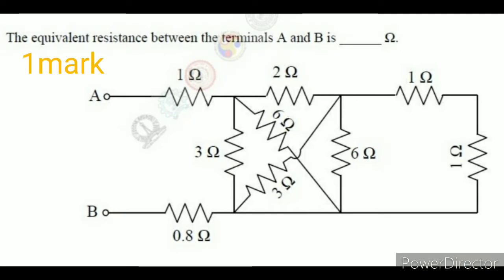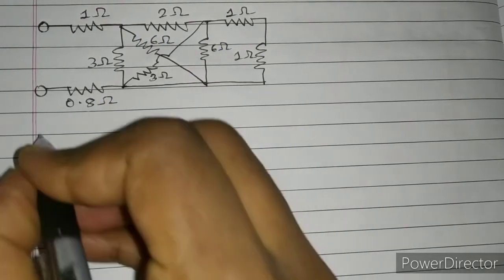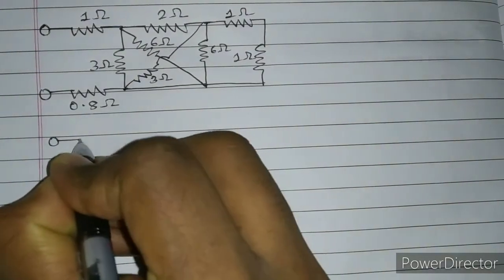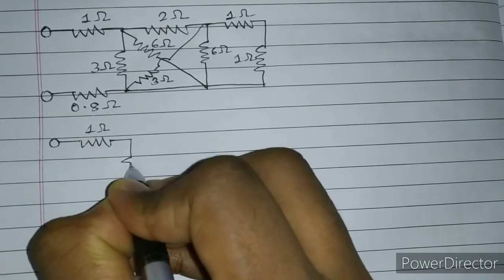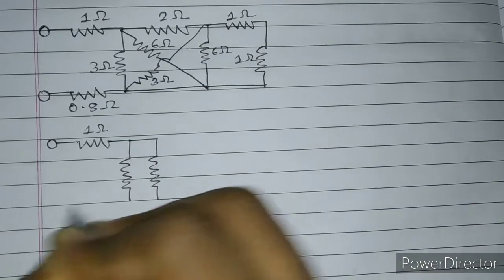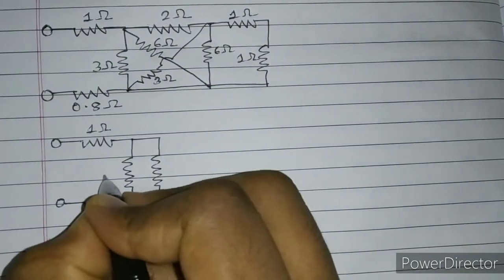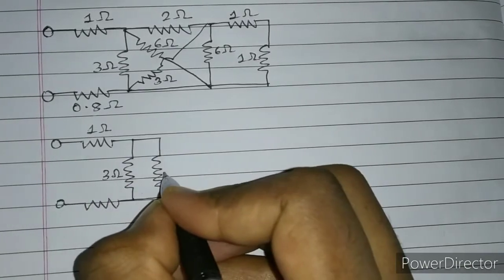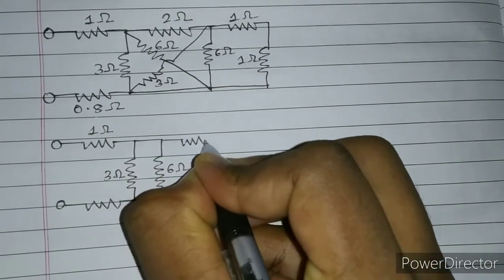In this question, we have to find out the equivalent resistance between A and B. The given circuit can be modified into the circuit as I am drawing now. 1 ohm, 3 ohms in parallel with a 6 ohm resistor. This is 0.8 ohms. Over here is 2 ohms.